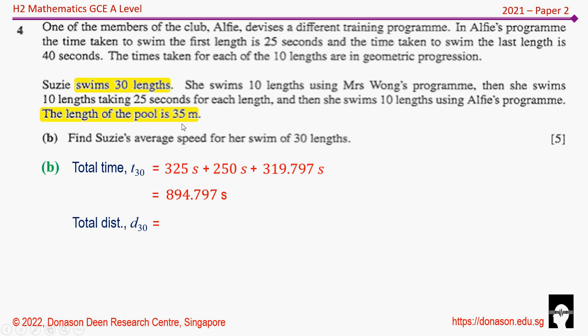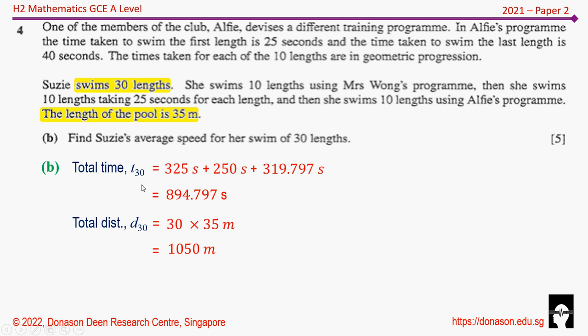The length of the pool is 35 meters, isn't it? So 35 meters for each length, and there are 30 lengths. She is going to swim 30 lengths. So the total distance traveled by her would be 30 times 35, which is going to give you 1050 meters.